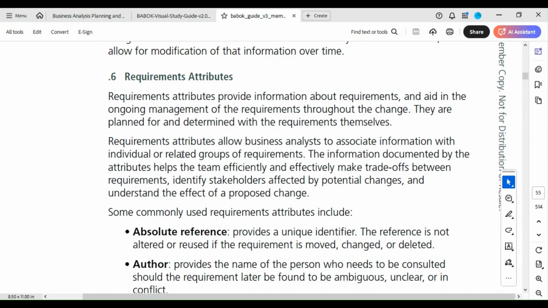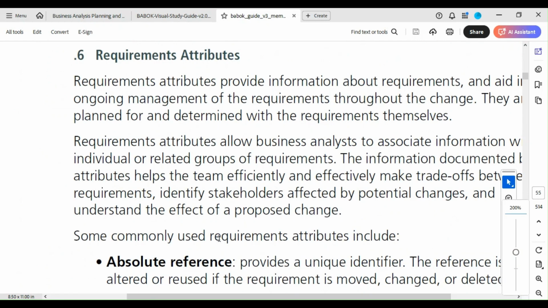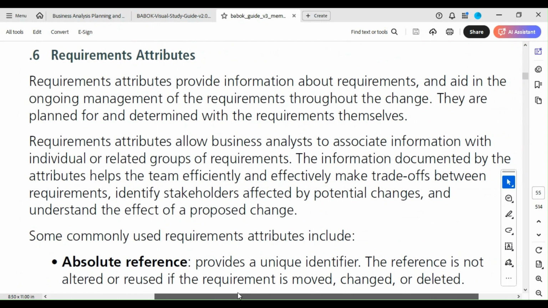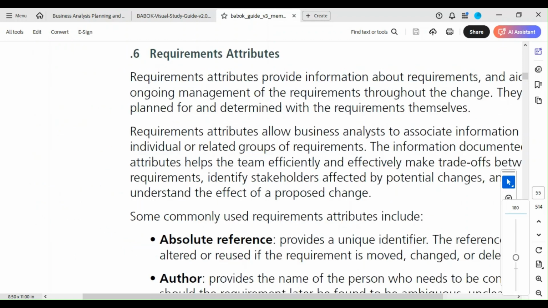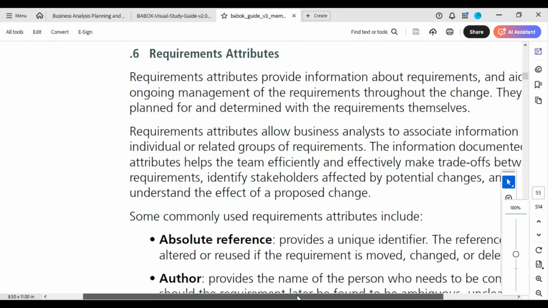Now, requirement attributes. Oh, I hope this is not too big. Let's see. Okay, so requirement attributes. Let's see here. Yeah, let me just adjust, so I hope it's better now.